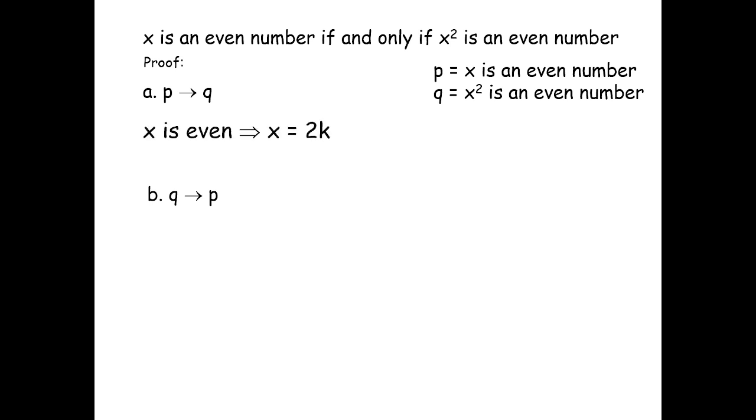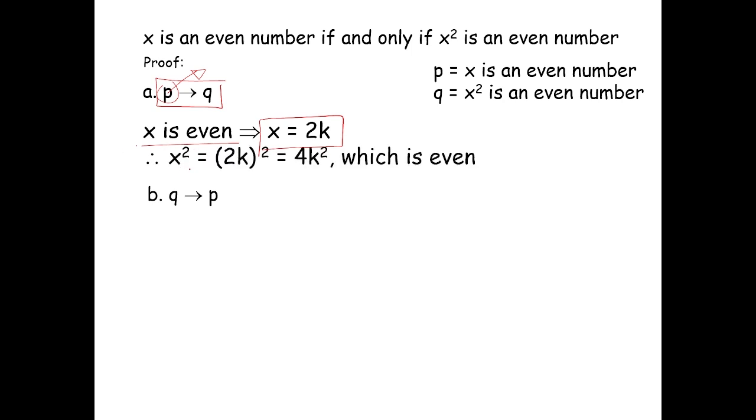X is even. Okay, so how to, like, last time, what did we do? We did a direct proof, right? To prove P implies Q, we assume that P is true and we try to prove Q from it. So we are going to assume that x is an even number, so x equals 2k. So x squared is basically 4k squared, which is even. So from this you can prove this. This is Q. So it's proved.